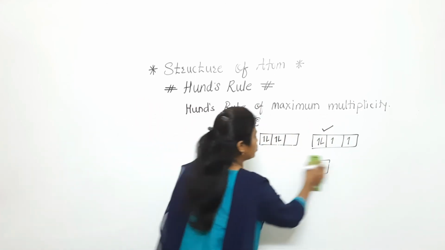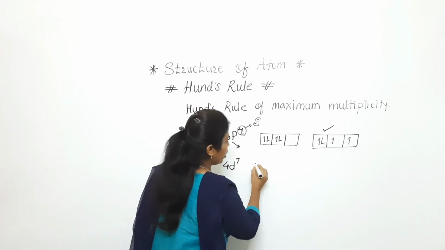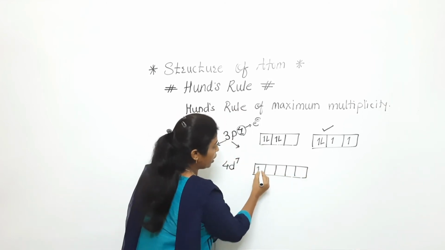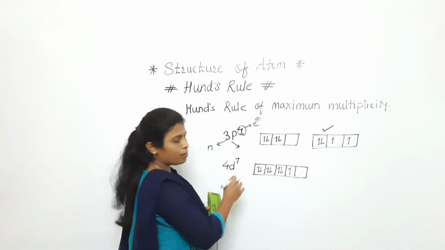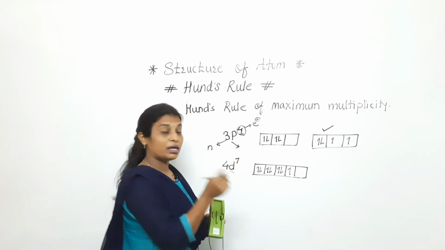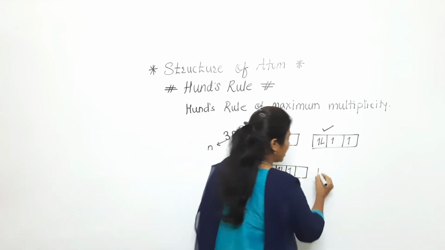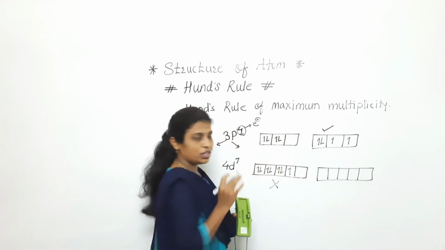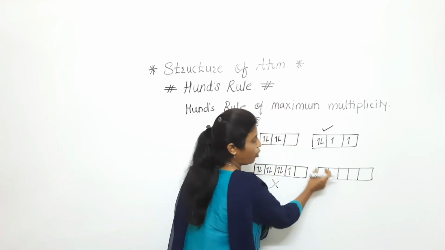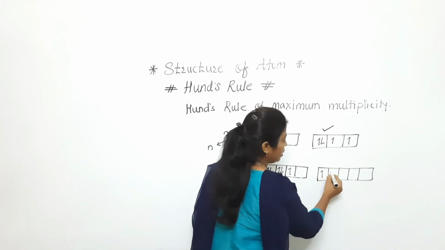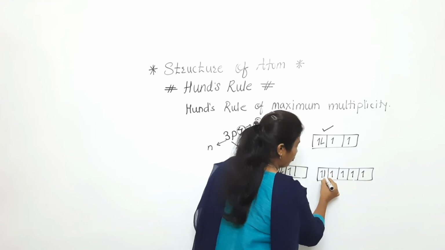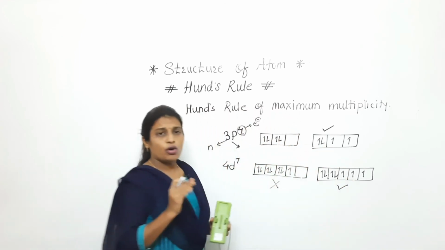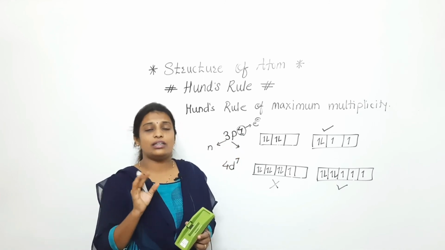Clear to everyone? Now see the next one. Here 4d7 is there. For d we have to draw 5 degenerate orbitals, 1, 2, 3, 4, 5. What is the possibility? 1, 2, 3, 4, 5, 6 and 7. Means we are going to start with pairing in each orbital, but it is not the correct method. What is the correct method? The correct method is that if we consider these degenerate orbitals, 1, 2, 3, 4, 5, each orbital, each box, should carry one electron firstly, 1, 2, 3, 4, 5. After that pairing will start from the beginning. So 6 and 7. So this is the correct method. Hope you understood how to fill the electrons in the degenerate orbitals.